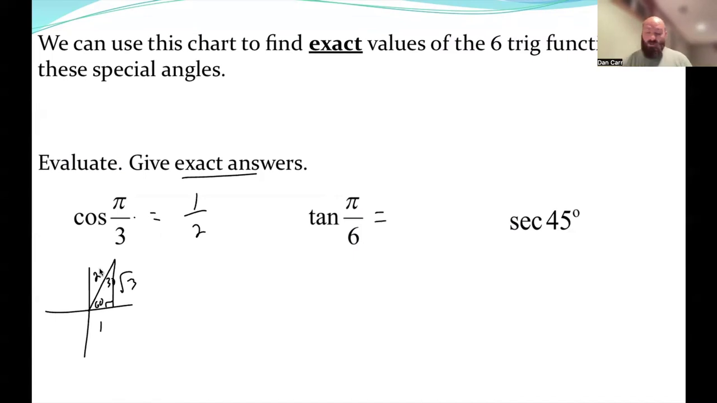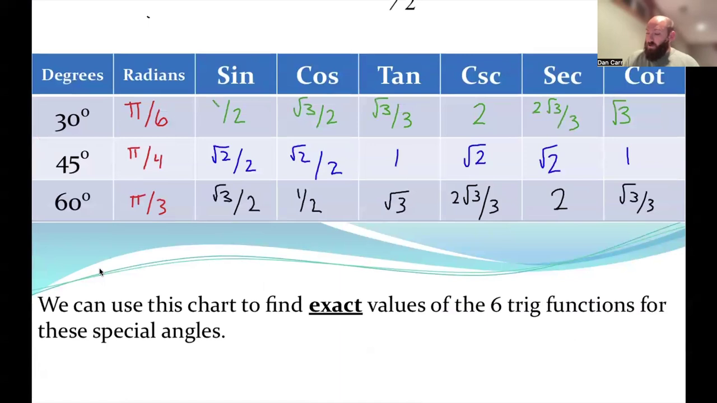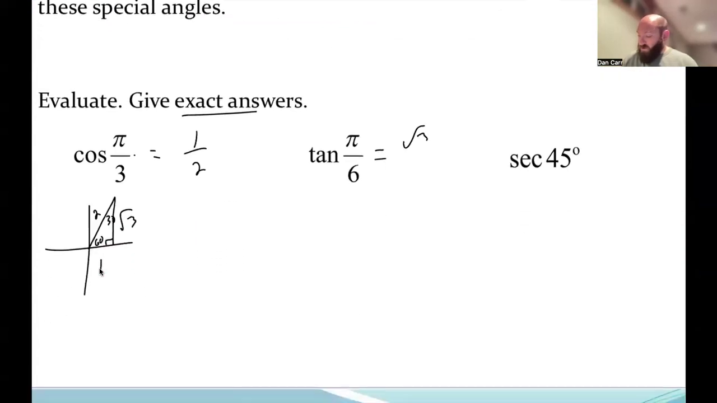Okay, for this one, I'm just going to use the chart to make it a little bit quicker. So pi over 6, I want to find tangent. So we got pi over 6. Tangent is root 3 over 3. Okay, so we're done there.